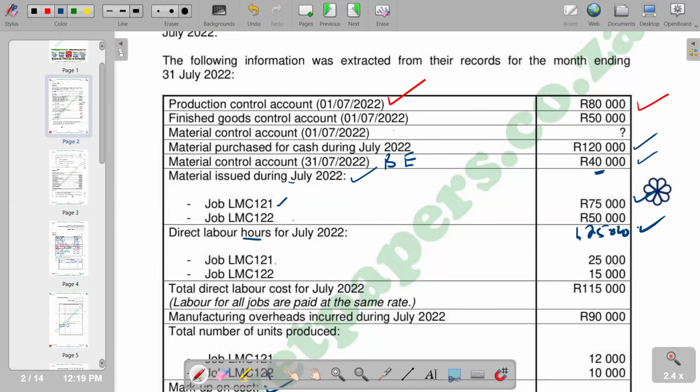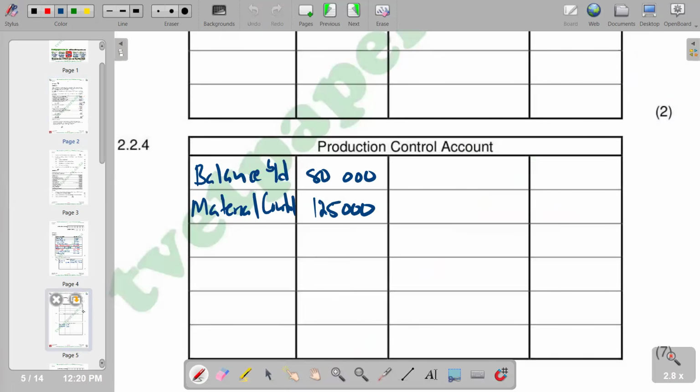So with that, we are supposed to enter the total in the labor control. The total of 115,000 should be debited in the production control as our direct labor. So we go to the production control and we are saying labor control, 115,000. And we are supposed to enter it in the labor control account, which we are not given in the question. So we can just ignore the second entry. So we go to the next one.